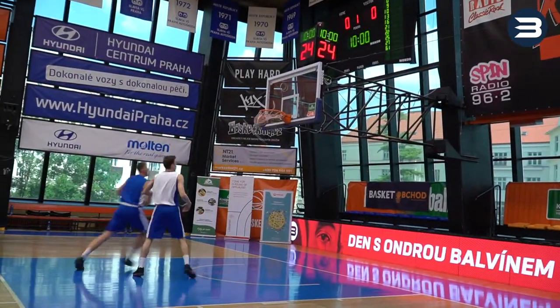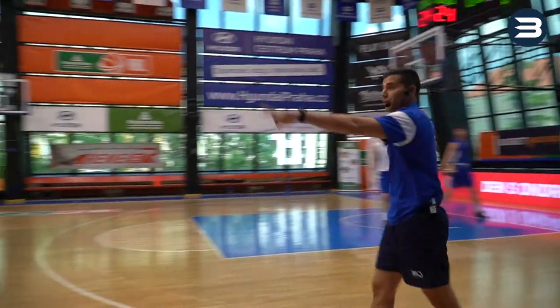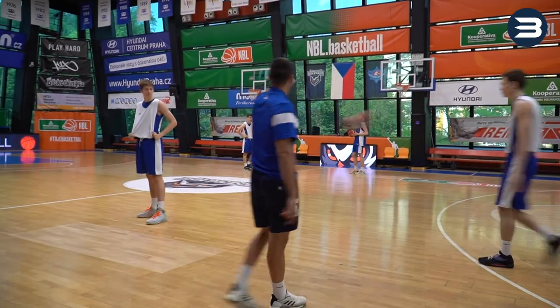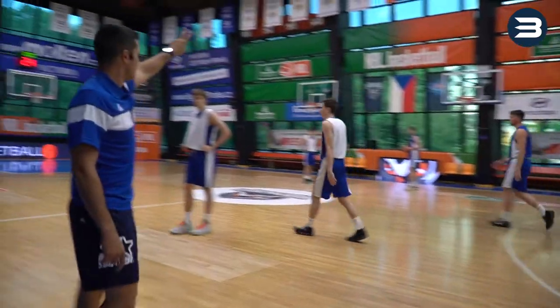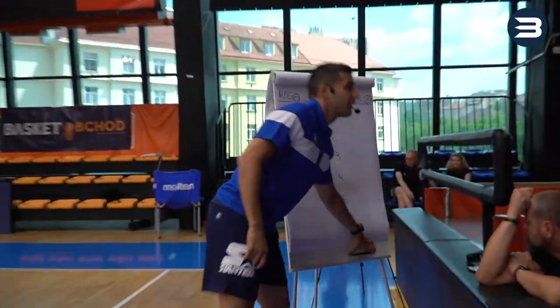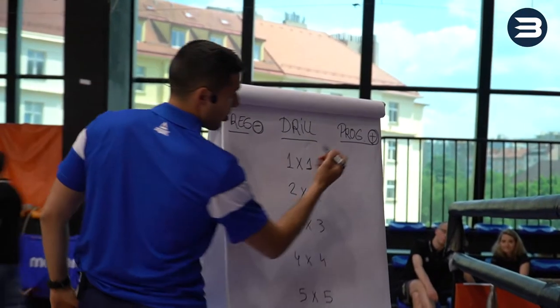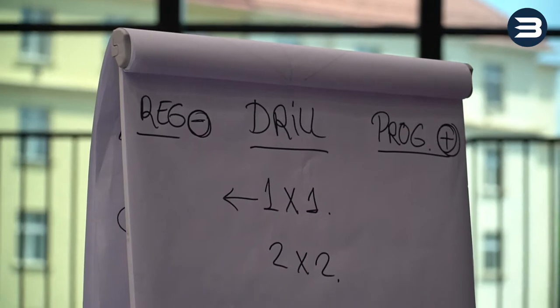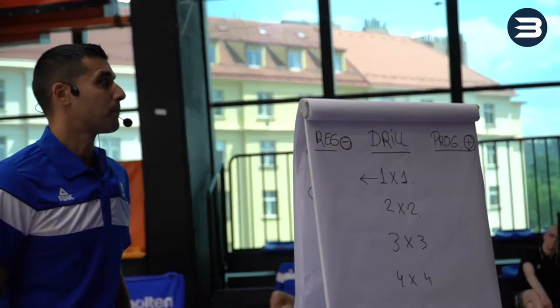Okay, stop. Stop. How many times? Blue is 3 points. White, 2 points. 3-2. That's a drill. Easy. I need your help. How do we do it? Easier. Less impact. Regressing. I need a regression here. How do we do this?